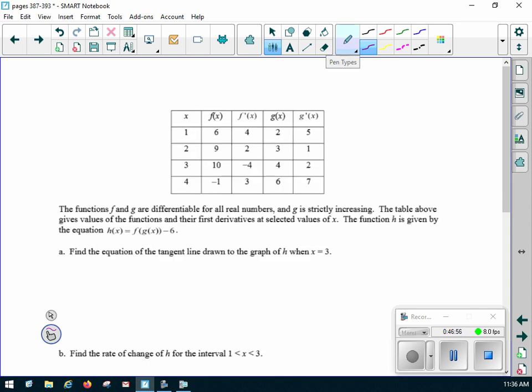The functions f and g are both differentiable for all real numbers, and g is strictly increasing. What does it mean for a function to be strictly increasing? It means it's increasing all the time. Not necessarily. What does it mean about its derivative? The derivative's always positive. That might be of help. So I would write that right here.